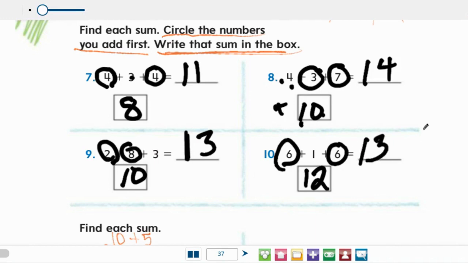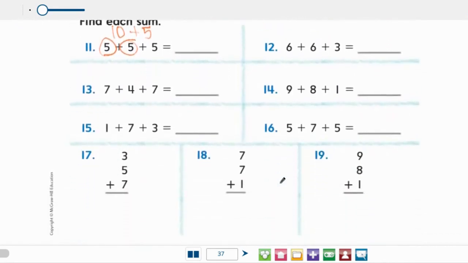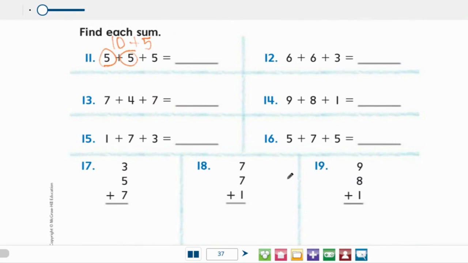All right. So they were able to show us because they gave us the boxes for these problems. But now when we come down here, it's a little bit different. They've changed it up on us a little bit. I hope that didn't throw you off. We're going to solve it the same way.